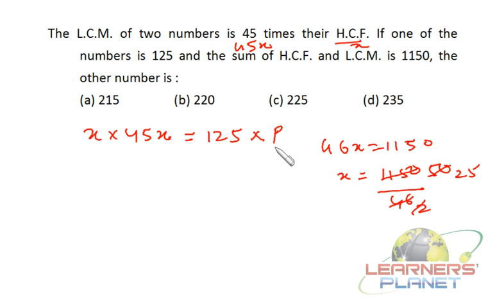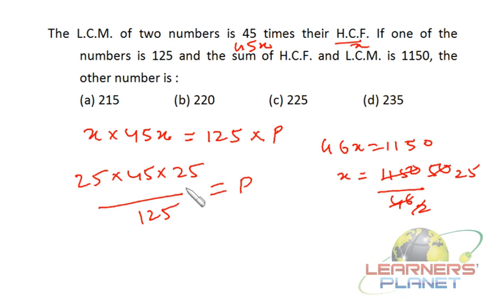So we can find out the other number. It is 25 into 45 into 25 by 125. That is p, which is the other number. So it's 5 into 45. Okay, that is 225. Okay, friends.